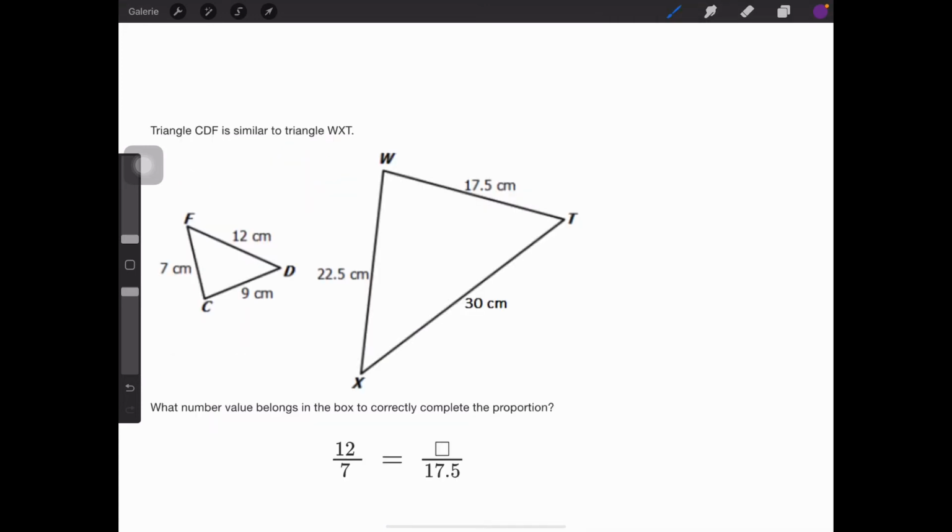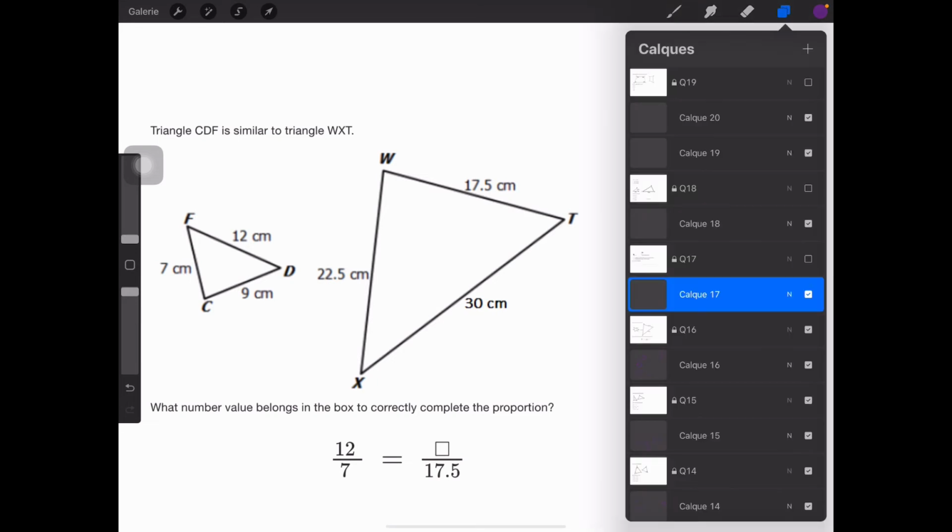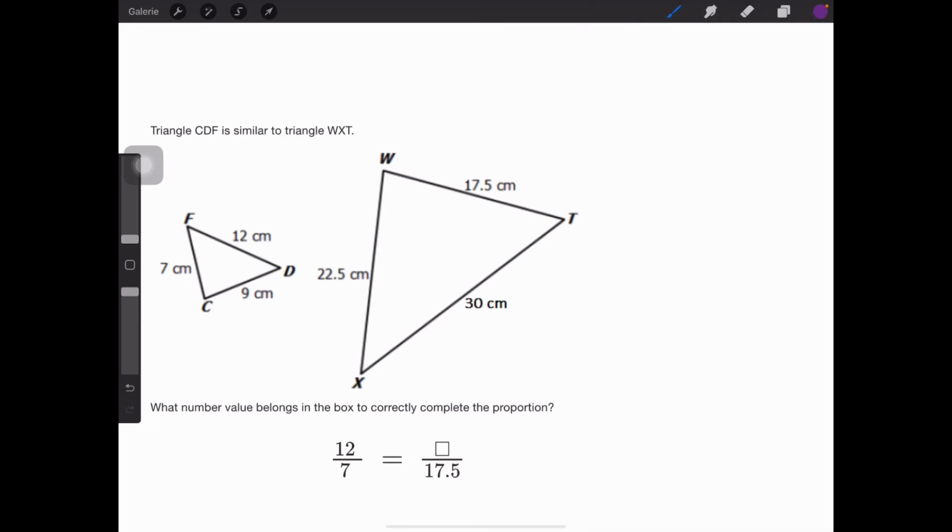All right, let's check out question number 16. Yep, 16. So I have here two similar triangles. I'm going to set up my key, CDF, WXT. And the question is asking what number value. So this is a fill in the blank question. We have a box here and we need to figure out what number should go in that box.